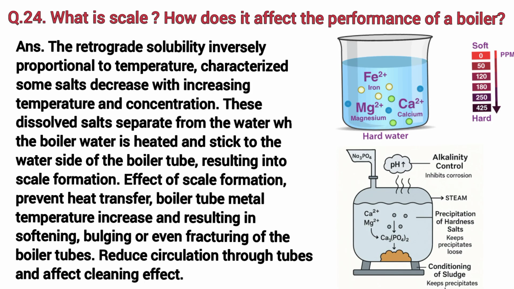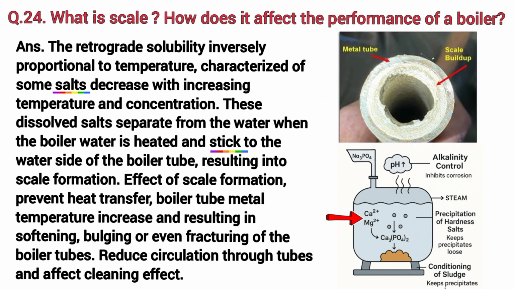Retrograde solubility, inversely proportional to temperature, is a characteristic of some salts whose solubility decreases with increasing temperature and concentration. These dissolved salts separate from the water when the boiler water is heated and stick to the water side of the boiler tube, resulting in scale formation.